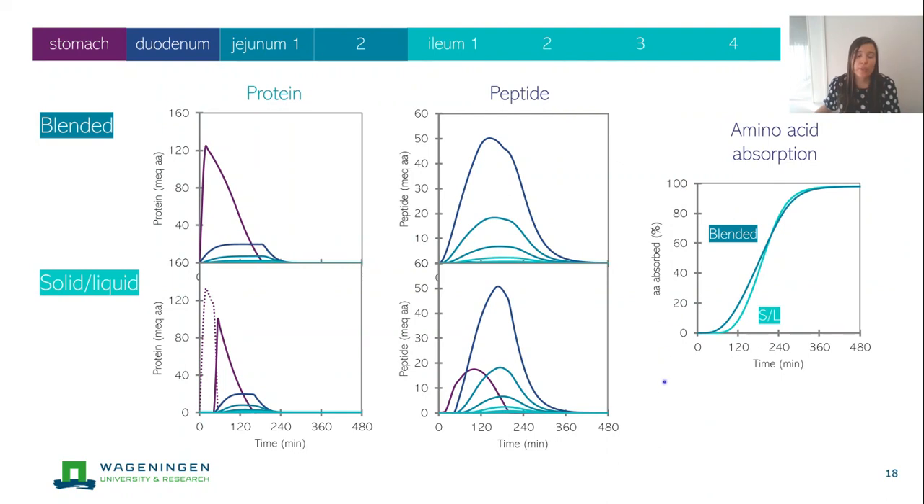So with this model, we can know at different time points how much protein is present or how many peptides are being formed as products of hydrolysis of protein in different compartments. We can also know something about amino acid absorption. And as you can expect, because of the later arrival of nutrients into the small intestine, amino acid absorption also happens with a delay in the solid-liquid meal compared to the blended meal, as you can see here.